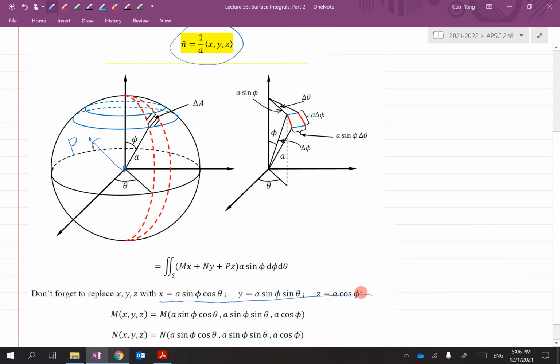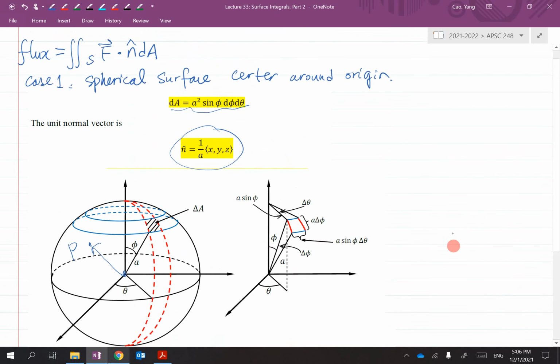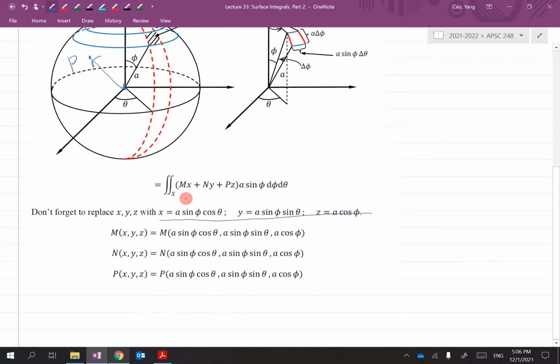And don't forget that we're integrating a vector field over this surface. So the vector field F is represented with the three components M, N, and P. Each one of the components needs to be transformed into spherical coordinates, phi and theta. So everything at the end of the expression is all about phi and theta. That way, you get an expression for this surface integral using spherical coordinates when this is a sphere centered on the origin. So you get an expression something like that.